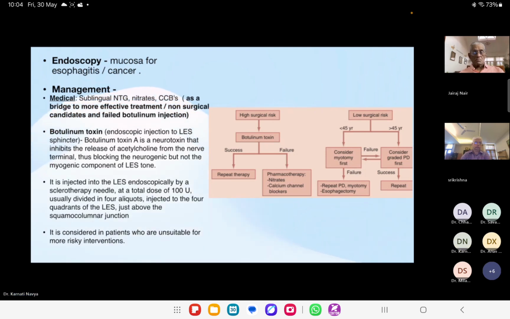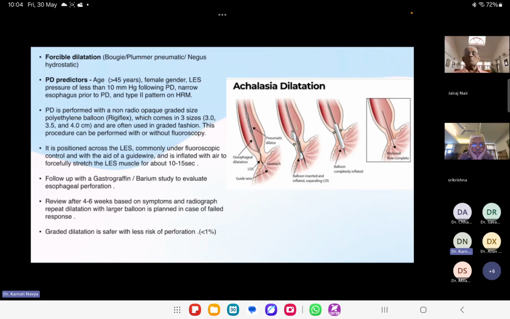Botulinum toxin injection is nothing but a neurotoxin that inhibits the release of acetylcholine from the nerve terminal, thus blocking the neurogenic but not the myogenic component of the lower esophageal sphincter tone. It is injected into the lower esophageal sphincter endoscopically by a sclerotherapy needle at a total dose of 100 units, usually divided into 4 aliquots and injected into the 4 quadrants of the lower esophageal sphincter, just above the squamocolumnar junction. It is considered in patients who are unsuitable and have more risk for interventions.